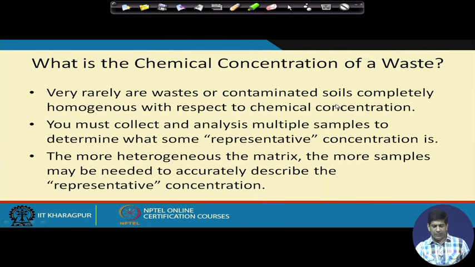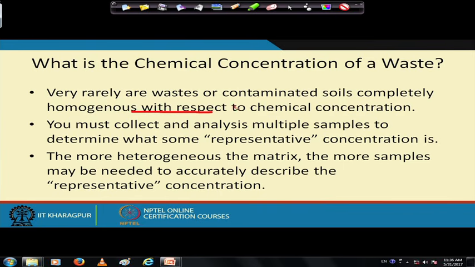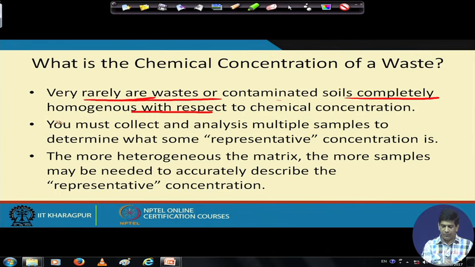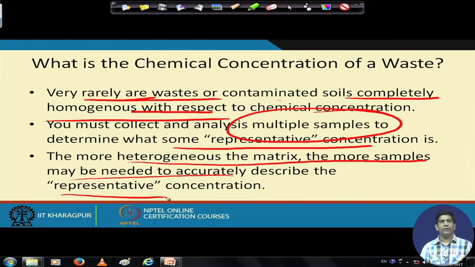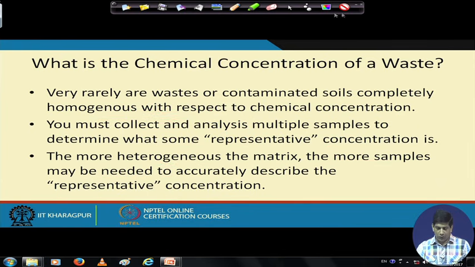As I said, very rarely will the waste be homogeneous. Very rarely will you see a homogeneous sample. What that means is you take multiple samples to determine the representative concentration, and the more the heterogeneity, the more samples need to be collected to get the representative concentration. We already talked about that just now.